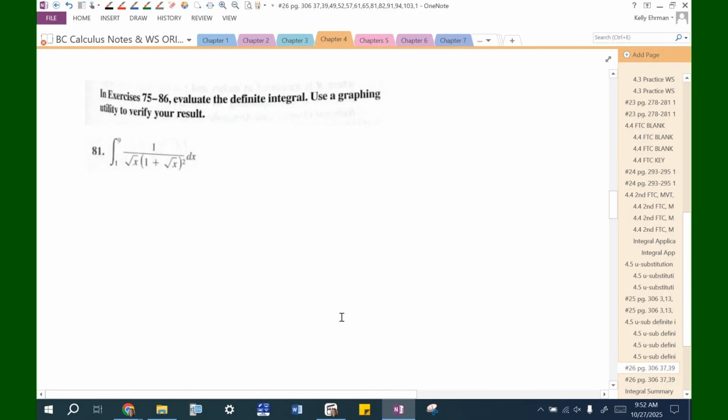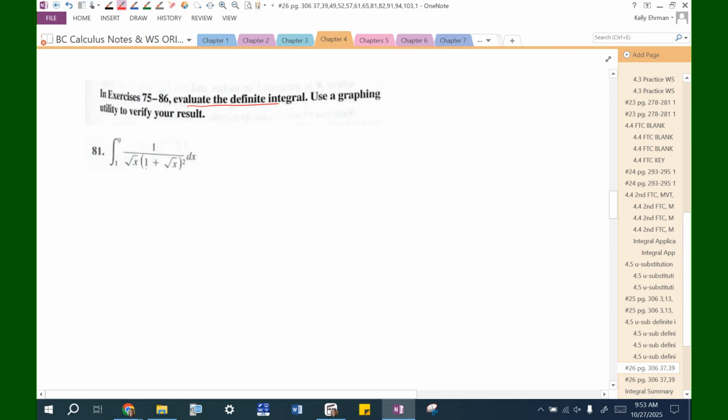All right, number 81. Evaluate the definite integral. Use a graphing utility to verify your result. Again, I'm not going to do the graphing utility part, but it's a good reminder and good practice to type this into Desmos and see if you get the decimal version of your answer.